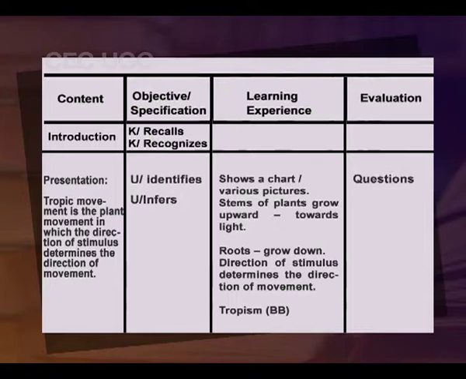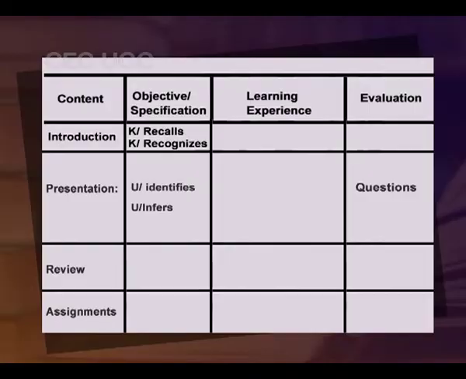And in the fourth column, that is evaluation, you can ask various questions connected to that presentation part. After all the concepts and corresponding learning experiences are listed, the review or the recapitulation part is written. A summary also is given. Questions are asked. The lesson plan is complete with some assignments.